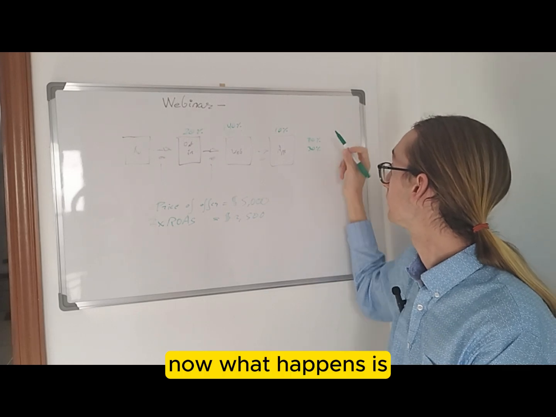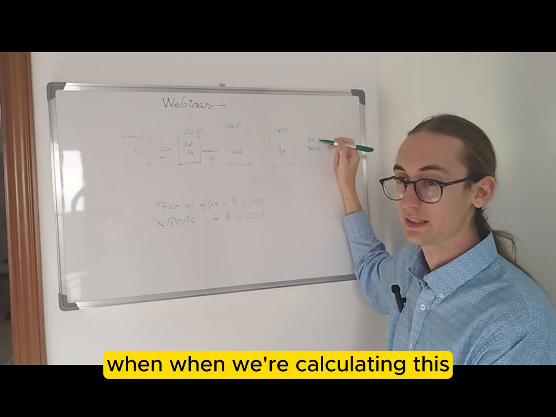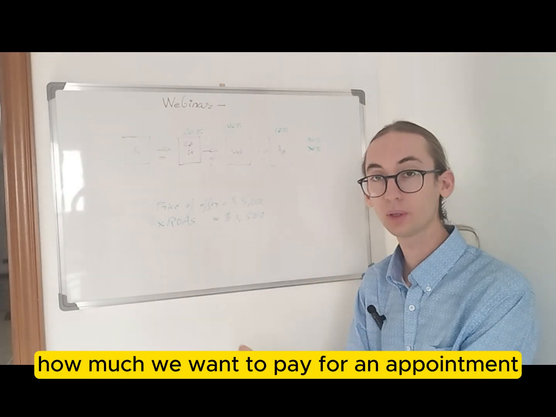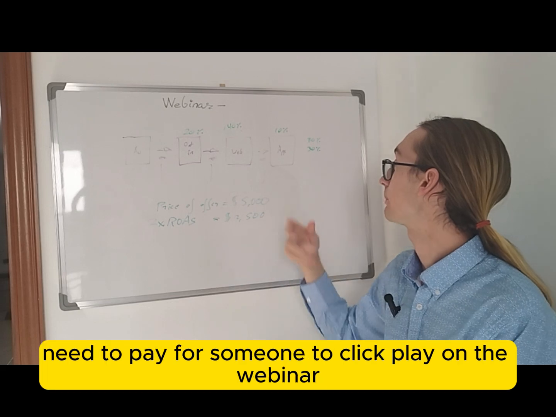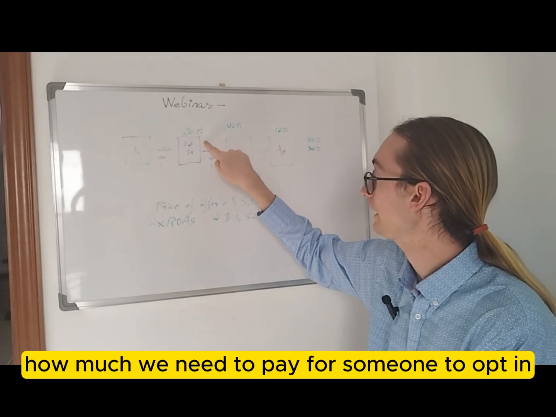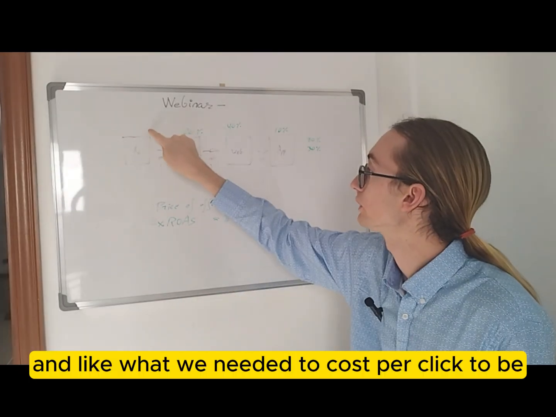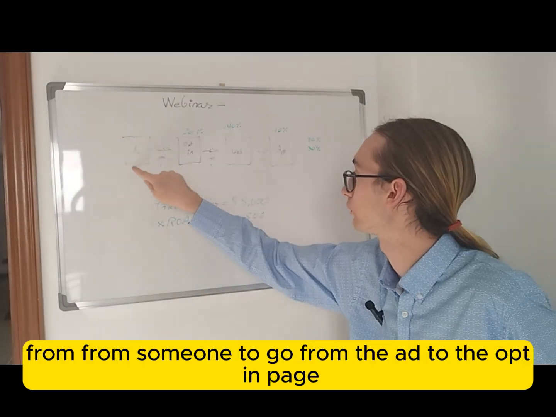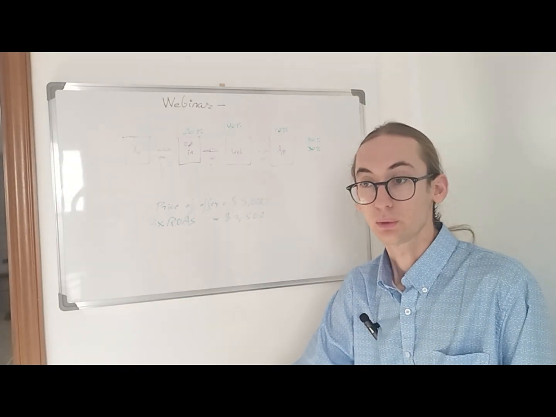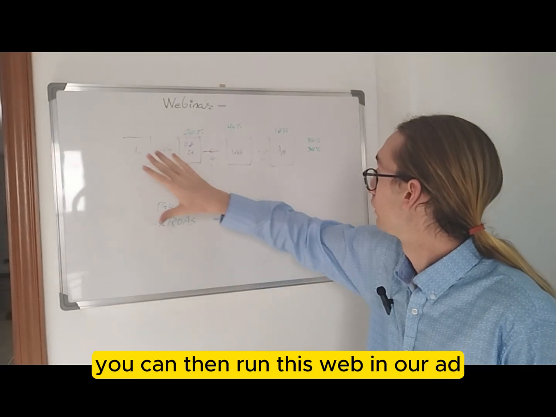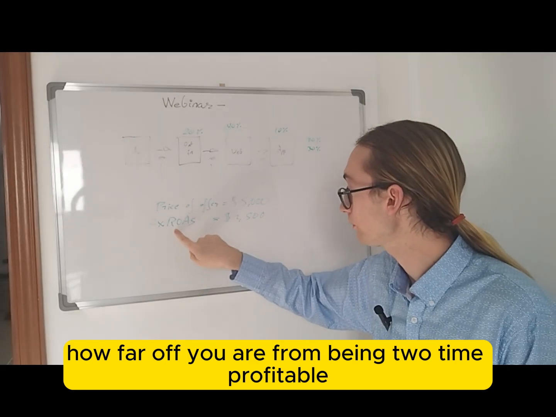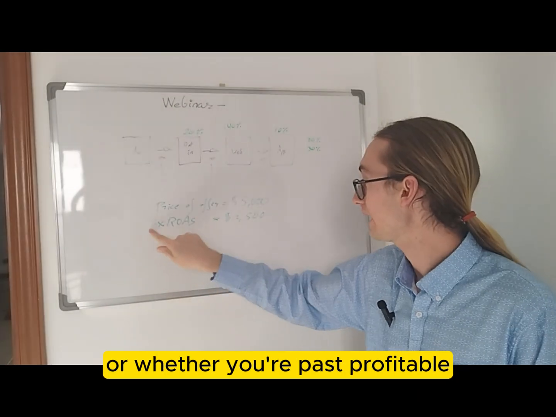Now what happens is, when we're figuring out the numbers, we want to figure out how much we want to pay for an appointment in order to be profitable, how much we need to pay for someone to click play on the webinar, how much we need to pay for someone to opt in, and what we need the cost per click to be, from someone to go from the ad to the opt-in page. If you know these numbers, you can then run this webinar ad, and you can see how far off you are from being 2 times profitable, whether you're profitable or whether you're past profitable.